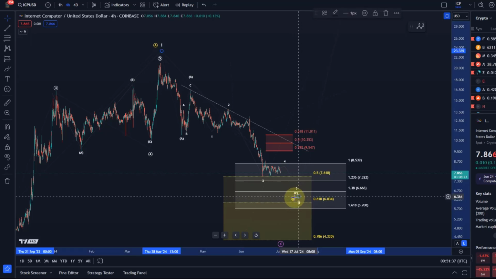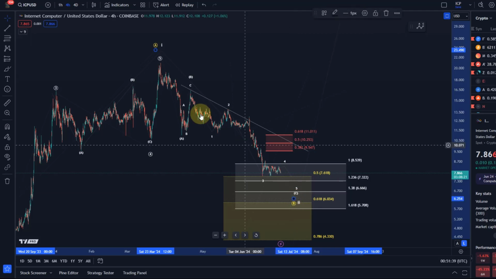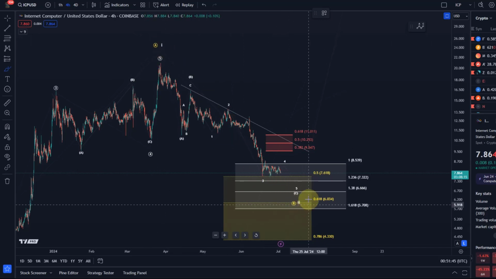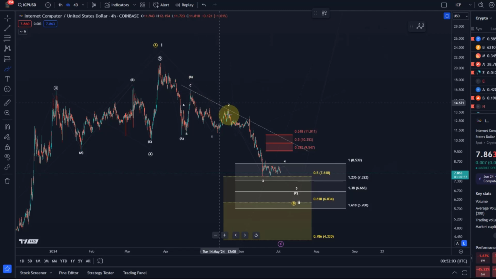Does it matter? Not really, because the structure of both corrective types is the same. Whether this is a B wave correction or a wave 2, they should be similar or the same. We will only know later when we rally, but that's something for the future. For now, the idea is we're in a correction.